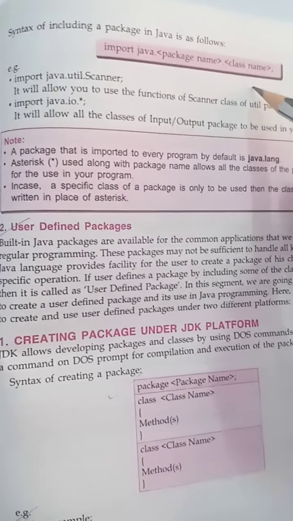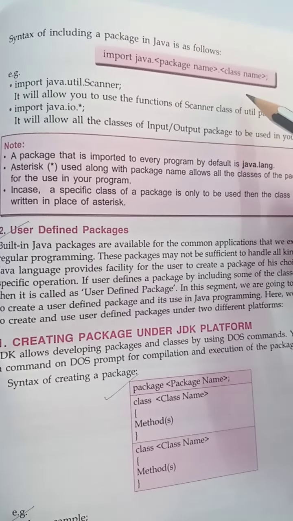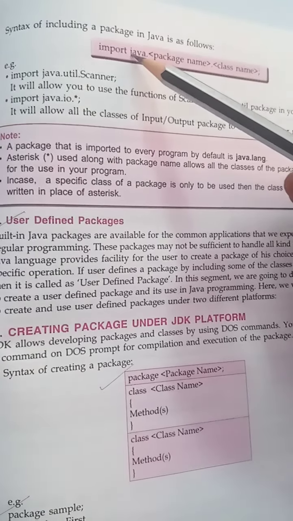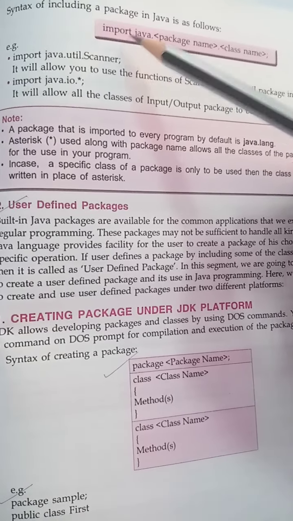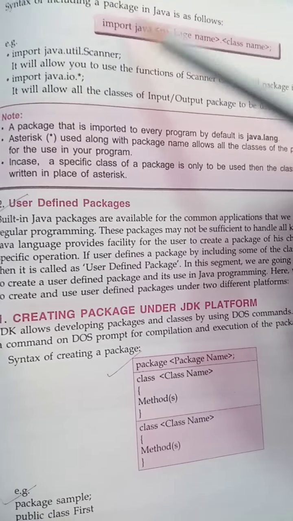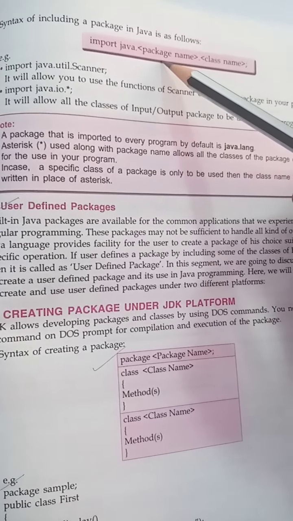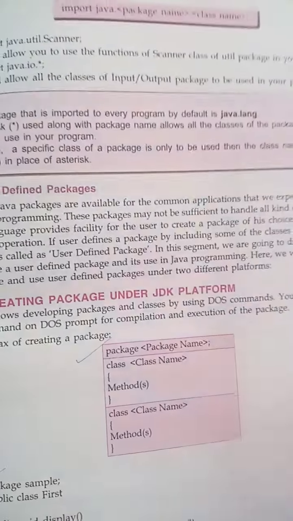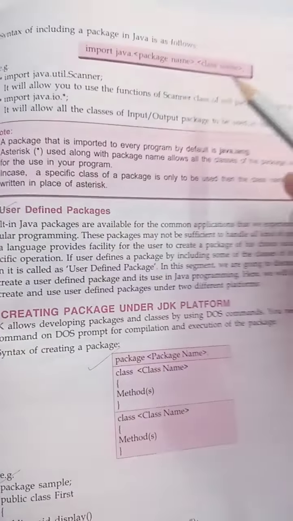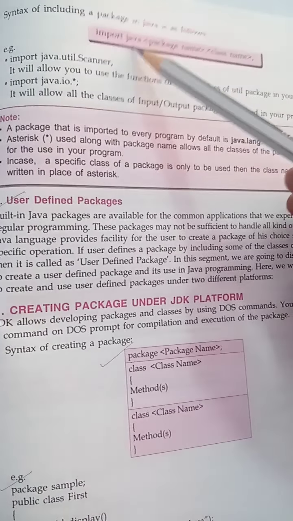Now if you have to import a package, what will be the syntax for including a package in your program? Import is the keyword to include a particular package in your Java program. So you will be writing the import keyword first, followed by a space, then java, dot, name of the package, dot, class name, followed by a semicolon terminator. So if you have to import a package, you will be writing like this. This is the general syntax, and this one is the example.